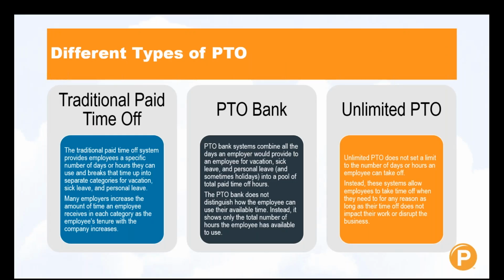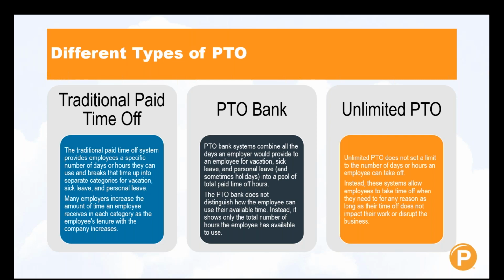So let's talk about the three biggest differences on the three major types of PTO. So we have traditional paid time off. The traditional paid time off system provides employees a specific number of days or hours they can use and breaks that time into separate categories. In your organization, you may refer to it as vacation and sick leave buckets. Maybe you have a personal leave bucket or a personal holiday, etc. Many employers increase the amount of time an employee receives in each category as the employee's tenure with the company increases. The longer you work for us, the more time we will give you to use.